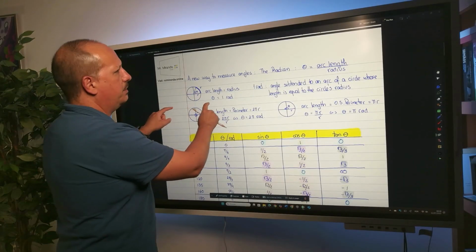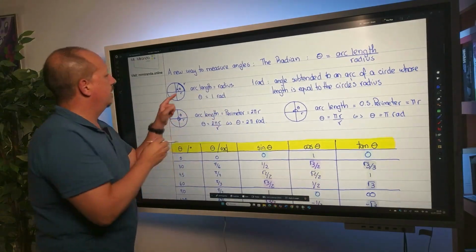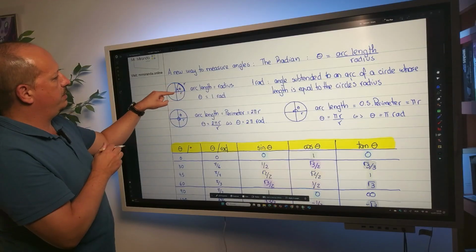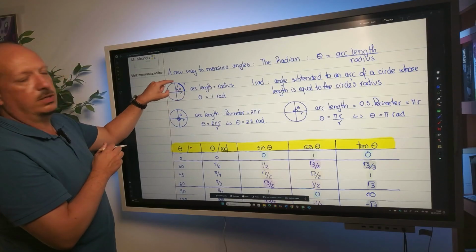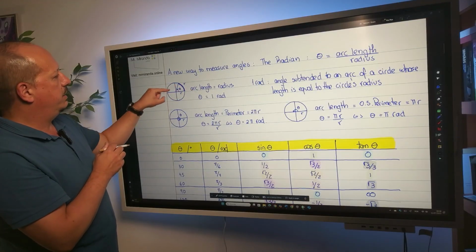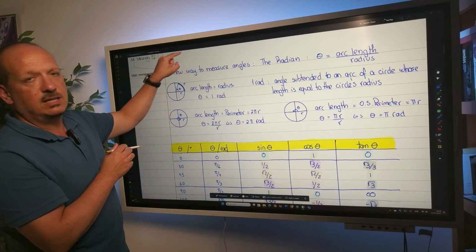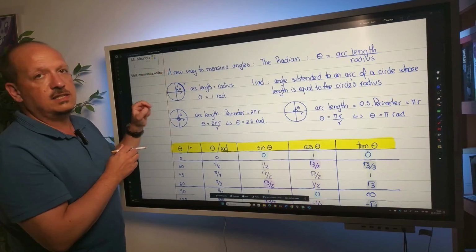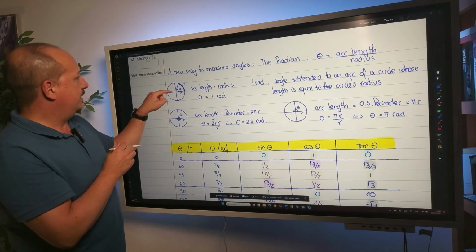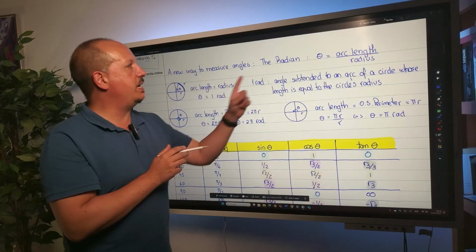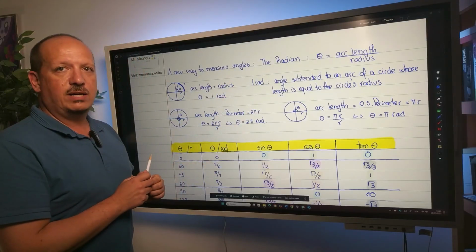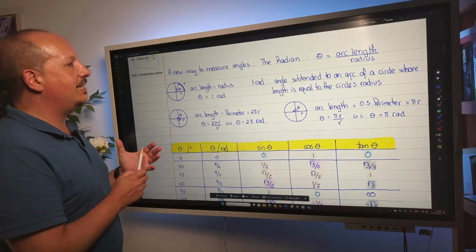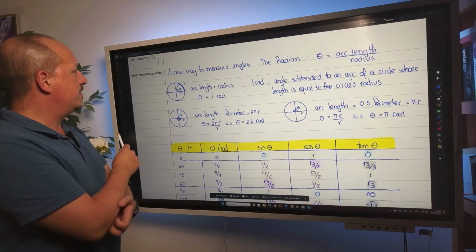Look at this diagram. Let me zoom in a little bit more. This length over here of this arc over here is the same as the radius. If the radius is 1, this length is 1. If the radius is 2, this length is 2. If the radius is 3, this length is 3, right? Doesn't matter how big the circle is, the angle is always going to be the same. This angle over here is called 1 radian. All right? So 1 radian is the angle subtended to an arc of a circle whose length is equal to the circle's radius. Okay?